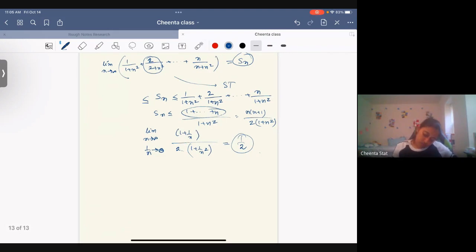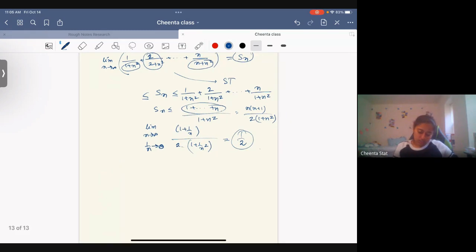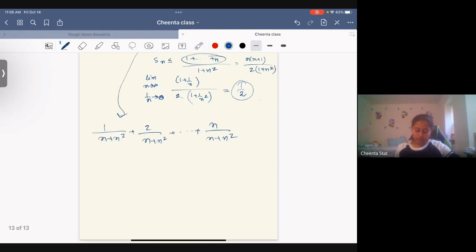So how can you make it smaller? Just the opposite idea. We took the first denominator to make it bigger. We will choose the last denominator to make it smaller. Just that thing, nothing else. So this smaller term we can write as 1 by n plus n square plus 2 by n plus n square plus dot dot dot n by n plus n square.